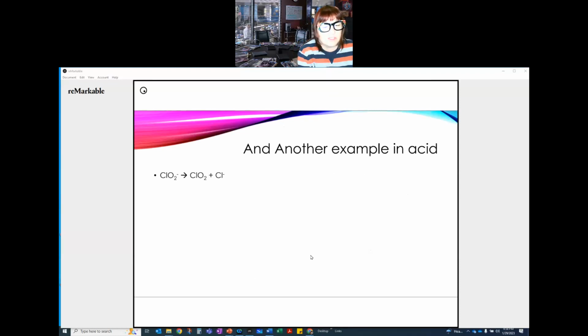Let's talk about this one. ClO2 minus goes to ClO2 plus Cl minus. Well, this is entertaining. Why is this entertaining? Because I have the same reactant in both of these. So one of my half reactions is going to be that one, and that's going to give me a ClO2. My other one is going to be a ClO2 minus, giving me Cl minus. Okay, so those are my 2 half reactions. Because I only have the one species on the reactant side, I have to use it in both of those half reactions.